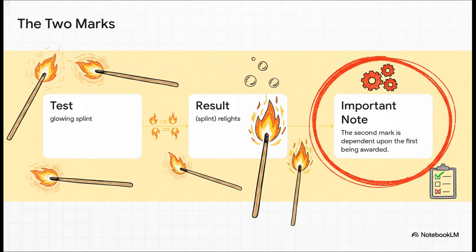Now, this is a perfect example of how examiners think. Mark number 1 is for the test. You need to say glowing splint. Mark number 2 is for the result. It relights. But, and this is the absolutely crucial part, the second mark is dependent on the first. If you get the test wrong, you get 0 marks for the result, even if you mention relighting. It's an all or nothing 2 marks.